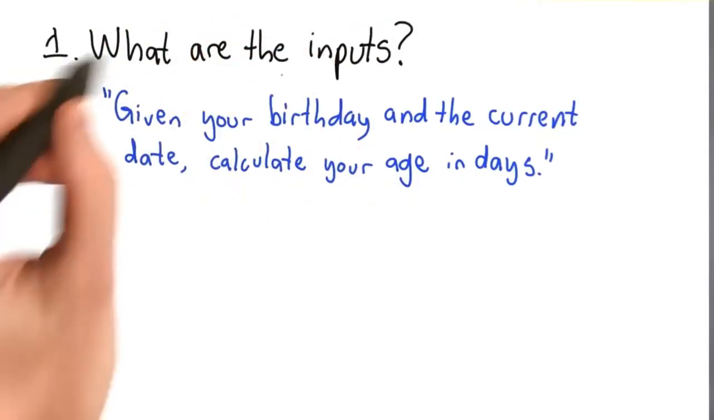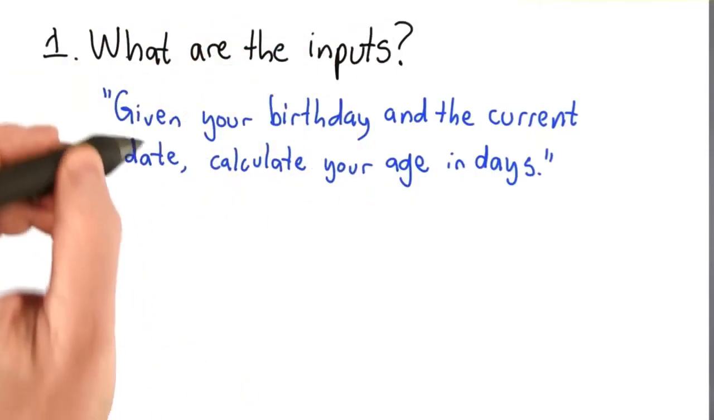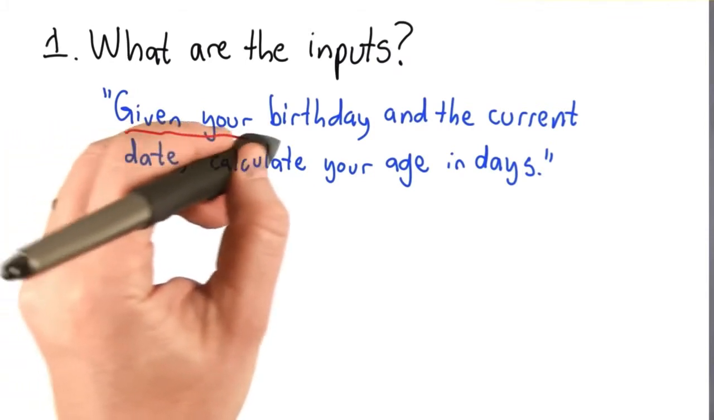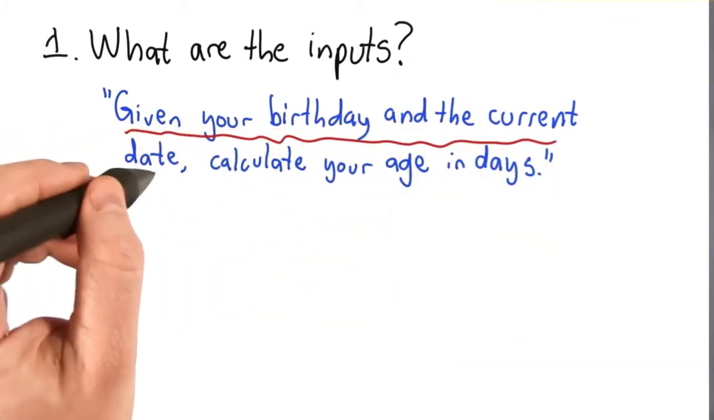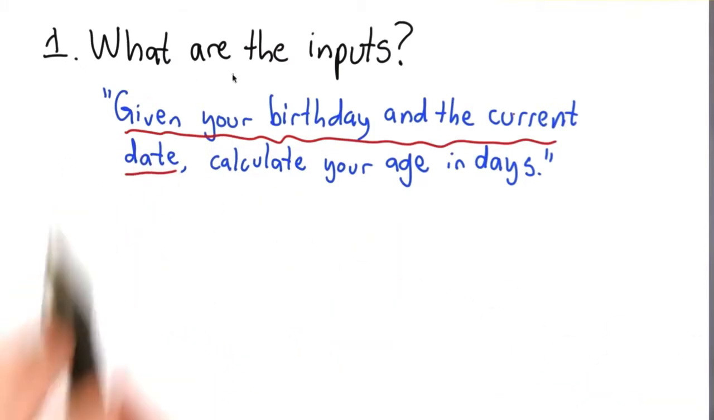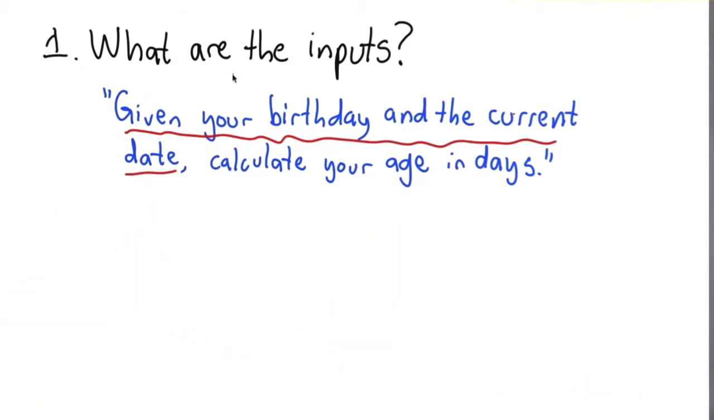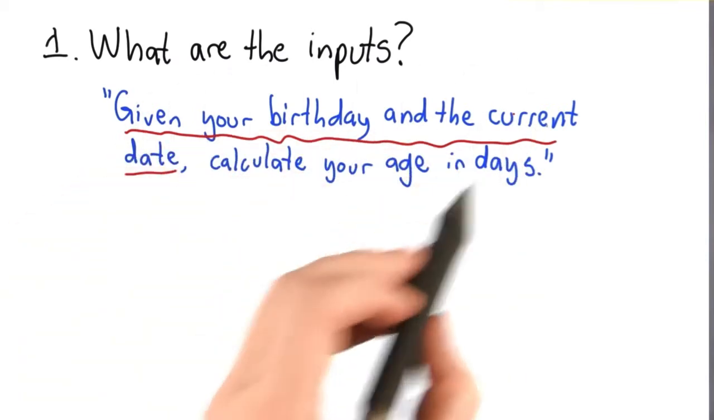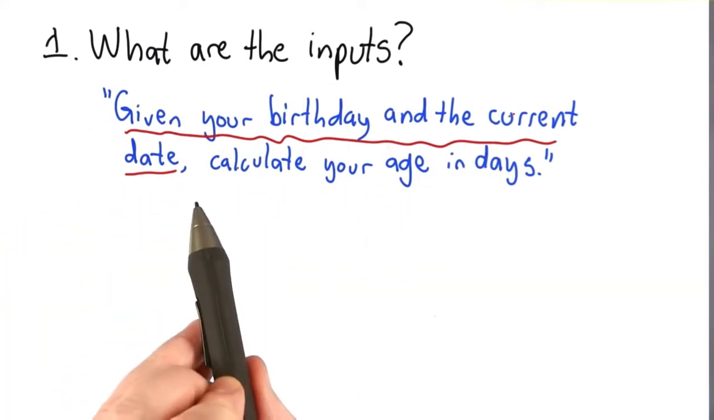So the first question we need to answer for any problem is, what are the inputs? For this problem, they're fairly clearly stated. It says given your birthday and the current date, well, that's the input to the problem. What's the set of inputs we really want this to work for? Should it really just work for my birthday and today's current date? If that's all we want it to work for, well, then we can figure this out once. We don't actually need to write a procedure. So I think what is really intended by this is something much more general.